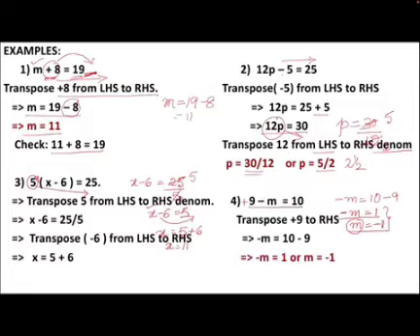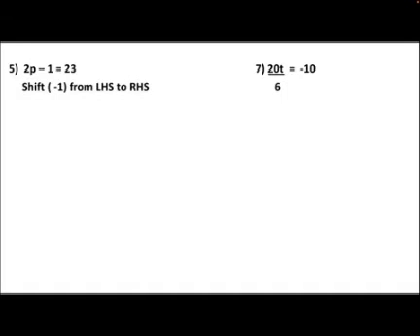What have we done here? 5 1s, 5 5s. X is 11 in this case, and in this case m is minus m is 1 or m is negative 1. Okay. Some more examples with fractions now.